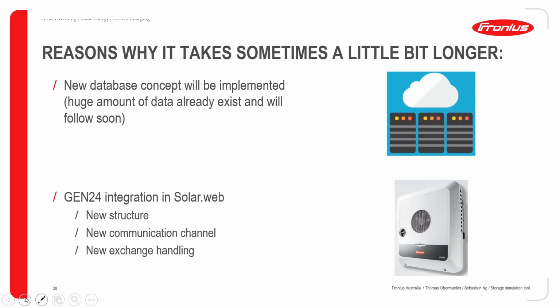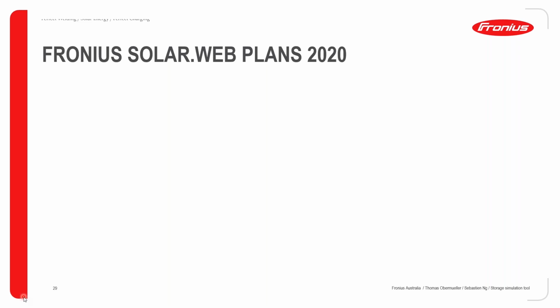We have a new communication channel between the devices and SolarWeb, which is an enabler for us to offer additional features in the future, for example, a remote configuration or something like that. But for that, we need the new communication channel, and that takes time to implement. Also, the exchange handling process will be new for the Gen 24, and that takes time on our end. Unfortunately, it is a backend topic, so you will not see it immediately, but you will be affected in the future with new features because of these backend topics.